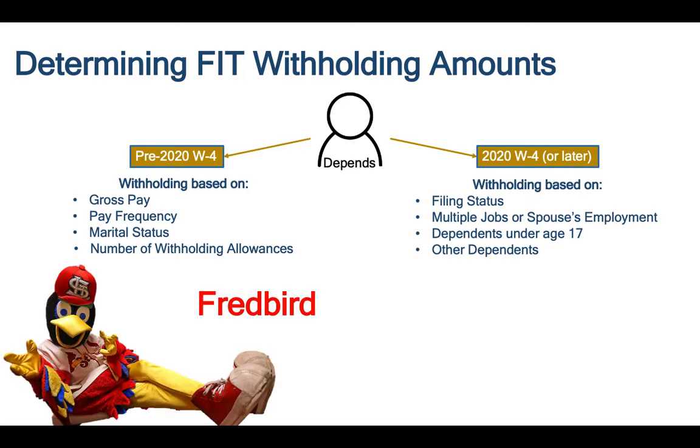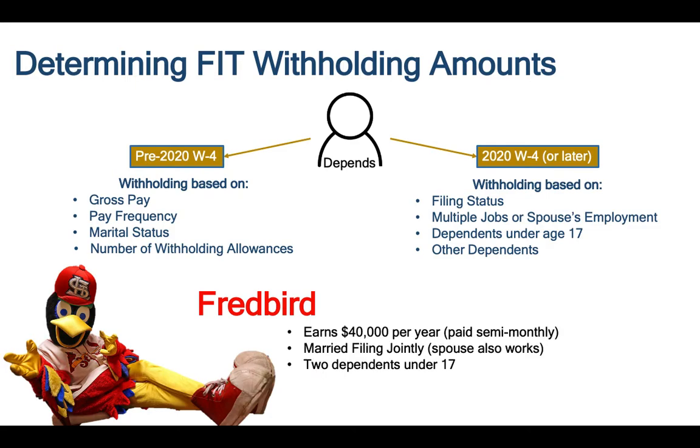So we're going to take a look at Fredbird, the best mascot in the world. And Fredbird, in our illustration here, earns $40,000 a year. He's paid semi-monthly. He is going to file jointly with his spouse, who also works, and they have two dependents under the age of 17. So we're going to use this basic scenario to walk through the different steps that we have to take depending on the W-4 that is in place.